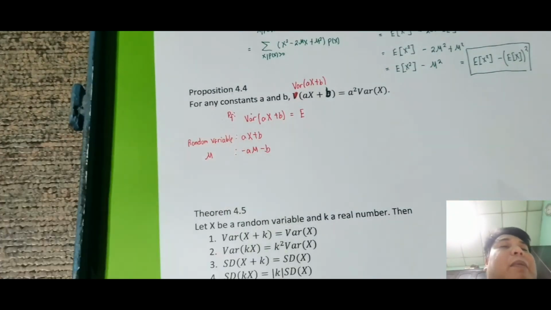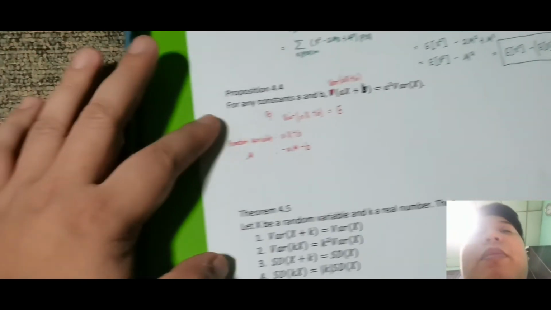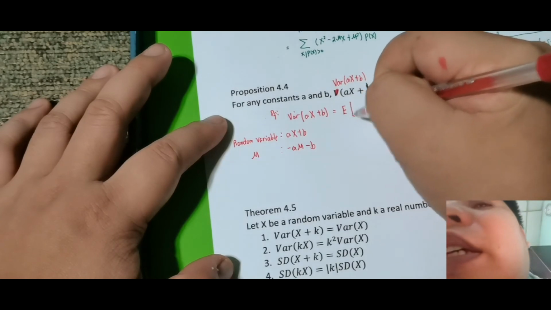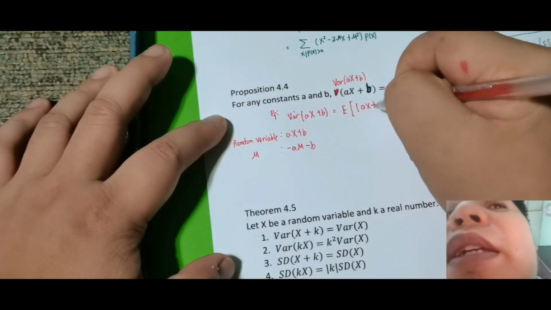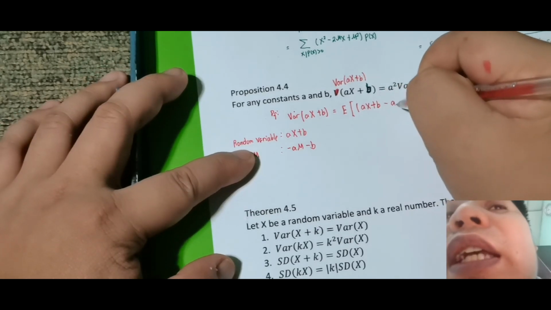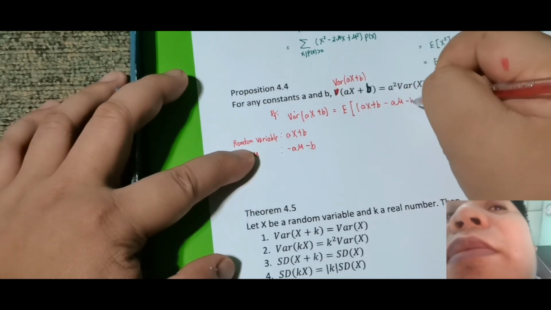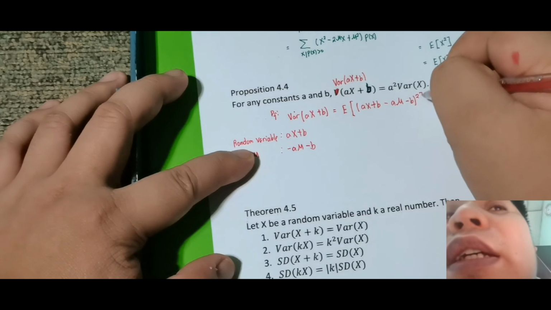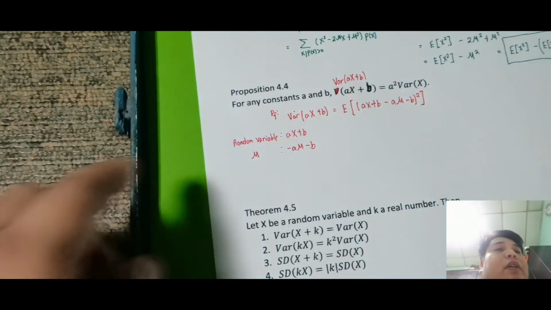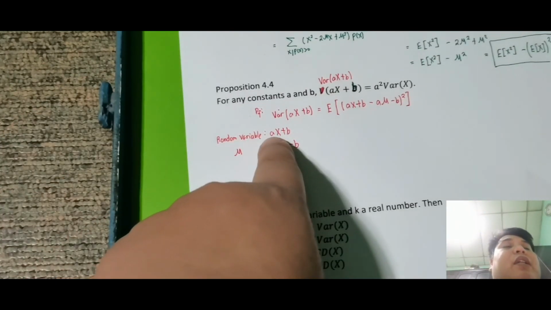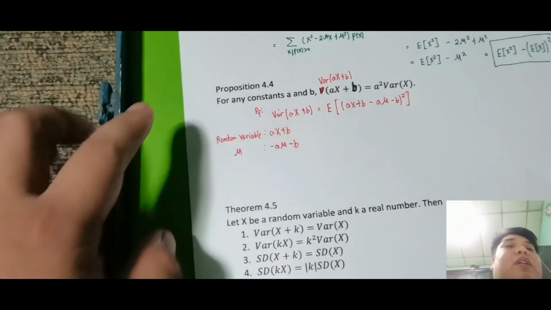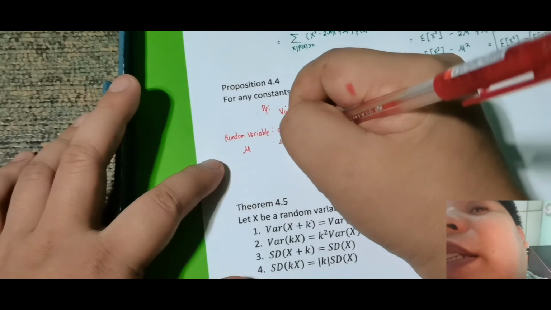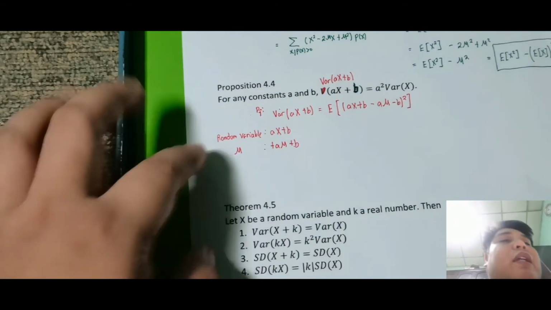So, kailangan kasama pa rin yung mismong AX na. So, meaning dito, ang gagawin natin, this is expected value ng AX plus B minus A mu minus B, tapos naka-square. Ganyan. Okay, so again, ang random variable kasi natin is AX plus B. So meaning, yung mu natin is, actually, positive muna pala, so this is positive A mu plus B.